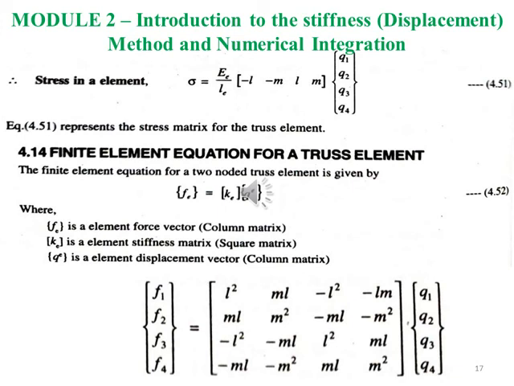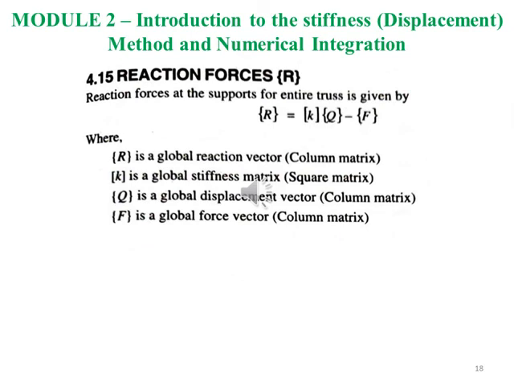So the reaction forces R at the support for the entire truss is given by R is equal to K Q minus F, where K is the global stiffness matrix, Q is the global displacement vector, F is the global force vector, and R is the global reaction vector. Okay, so with this we have completed the derivation for the truss element. So next we shall see only problems pertaining to bar element and truss element in the coming videos. Thank you.